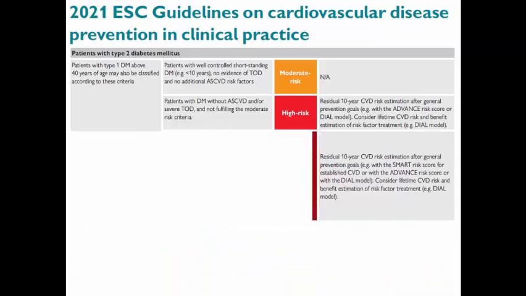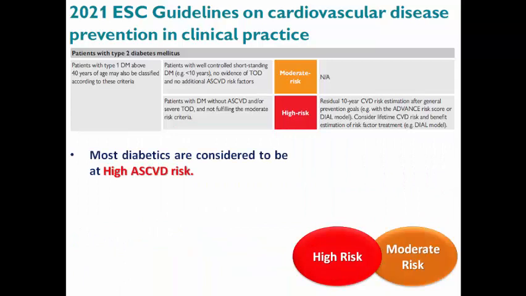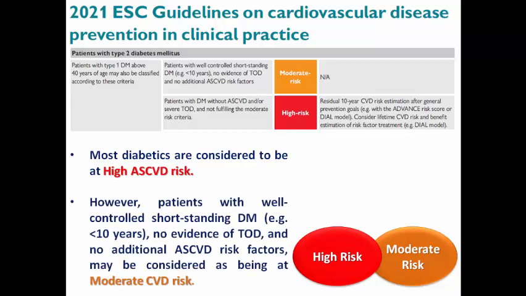And so most of the patients with diabetes are considered to be at high risk or moderate risk if he is short standing, less than 10 years, and well controlled with no additional risk factors. But if he developed cardiovascular disease or severe target organ damage, he would be categorized as very high risk.